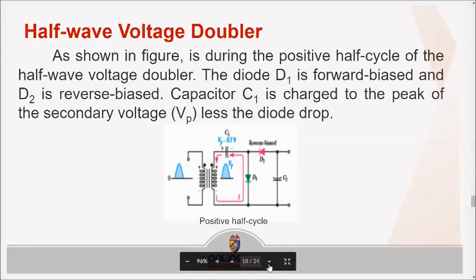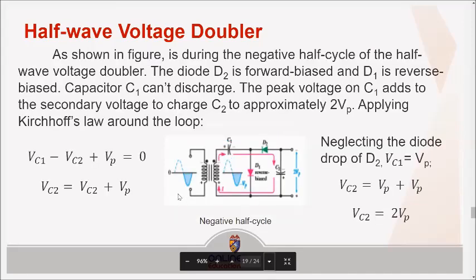Okay, next we have, as shown in the figure, during the negative half cycle of the half wave voltage doubler, diode 2 is forward bias, then D1 is reverse bias. Then capacitor 1 can discharge. Then the peak voltage on capacitor 1 adds to the secondary voltage to charge C2 to approximately twice the peak voltage. Applying Kirchhoff's law around the loop. Okay, Kirchhoff's law, familiarize kayo dyan, is the summation of current across that loop.